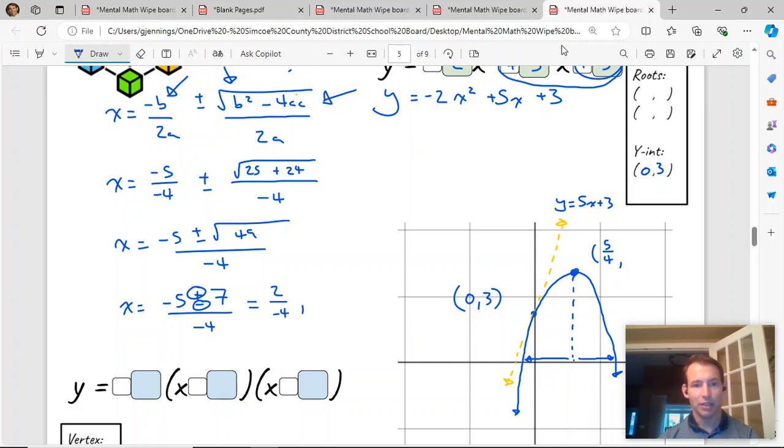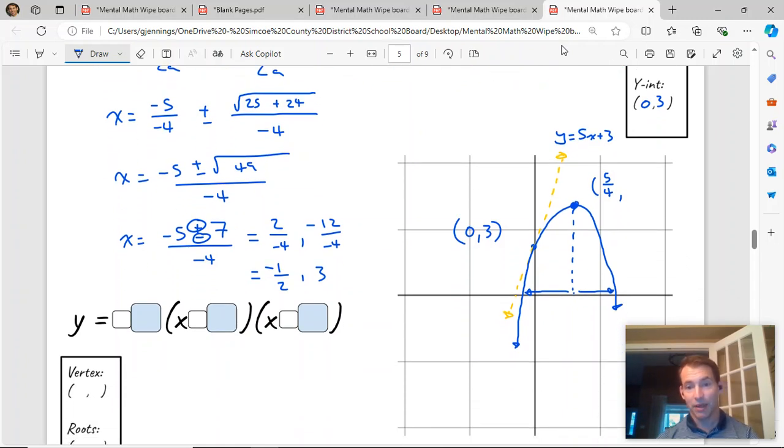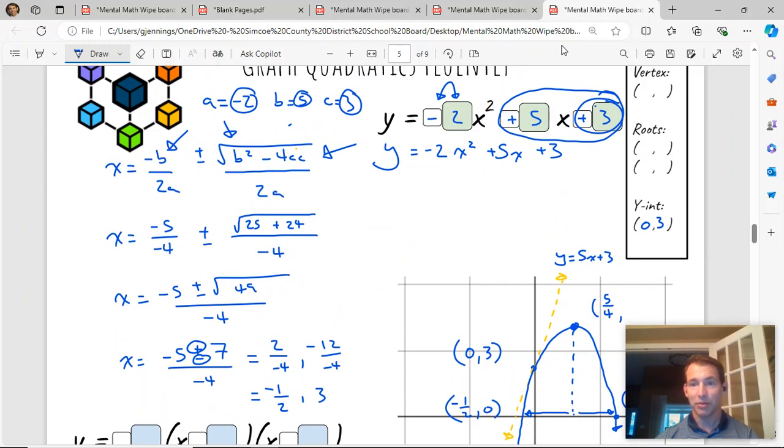But if we did minus, that would be negative 12 on negative 4, which are other ways of saying negative 1/2, but that one's negative, or 3, and that one's positive. So those are our roots. This is negative 1/2, 0 is that root, and this root here is at 3, 0. Okay, so put those down: 3, 0, and negative 1/2, 0.